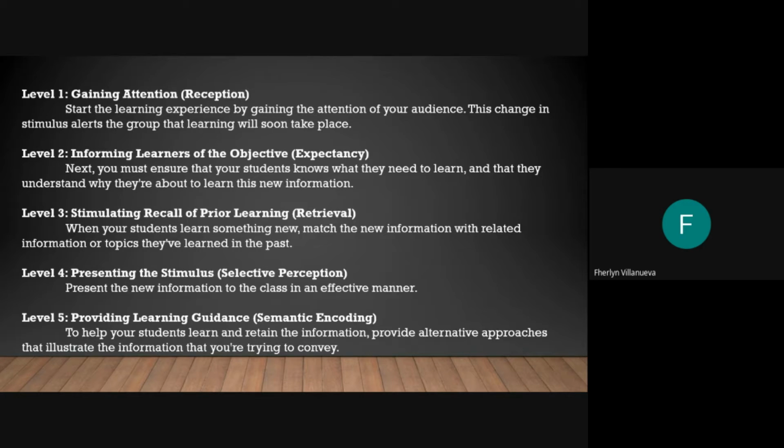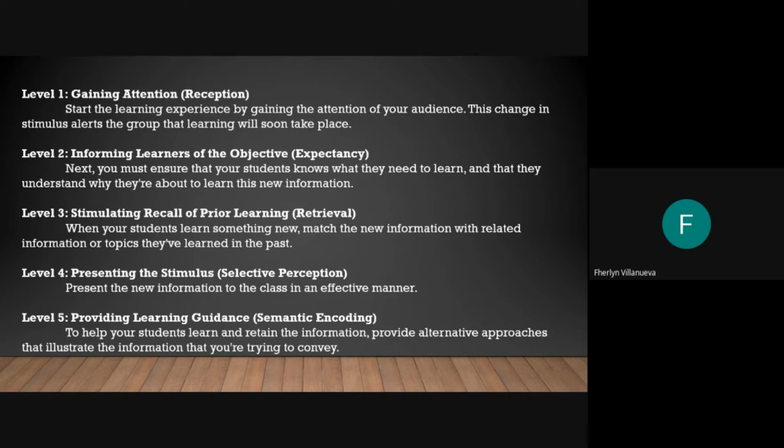In level 2, informing learners of the objective or expectancy, you must ensure that your students know what they need to learn and that they understand why they're about to learn this new information. So, we must explain to our students what they will have learned by the end of the session. Then, we must explain how their learning is going to benefit them and the whole class.